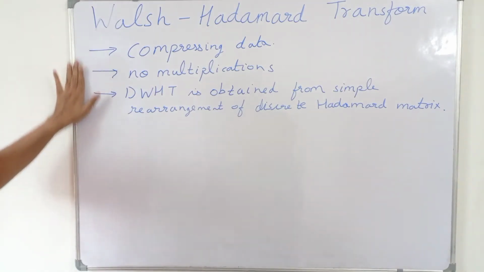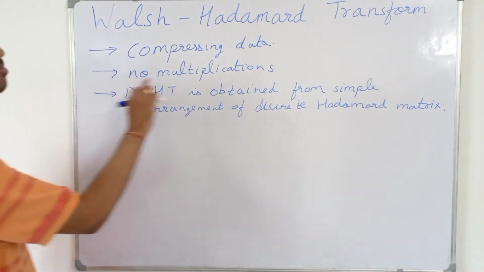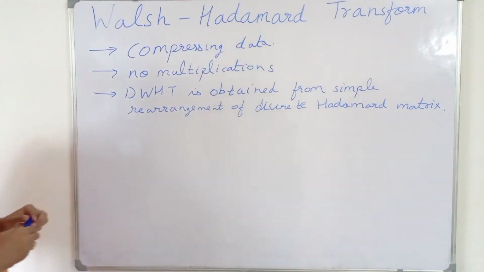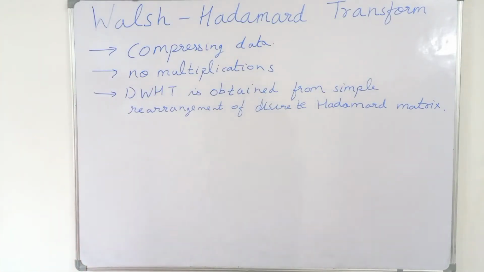Basically, the Walsh and Hadamard transform is a way of compressing the data. The advantage of the Walsh and Hadamard transform over other complicated transforms is that no multiplications are required. Only simple additions and subtractions are done to obtain the transform. So getting the output is very easy, because addition and subtraction are the easiest steps. This transform is very easy to implement.